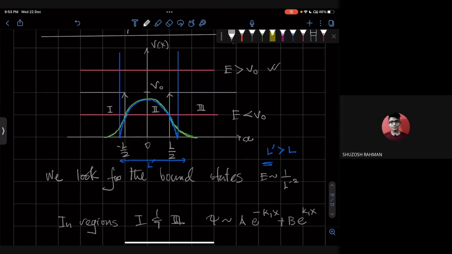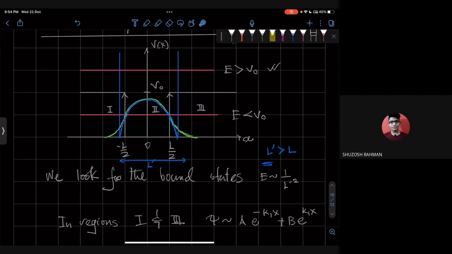Because you see the energy, what I want to say is that if you compare the ground state energy of a particle in a finite well, that's going to be lower than the ground state energy of a particle in an infinite well of the same size, right? Does that make sense?